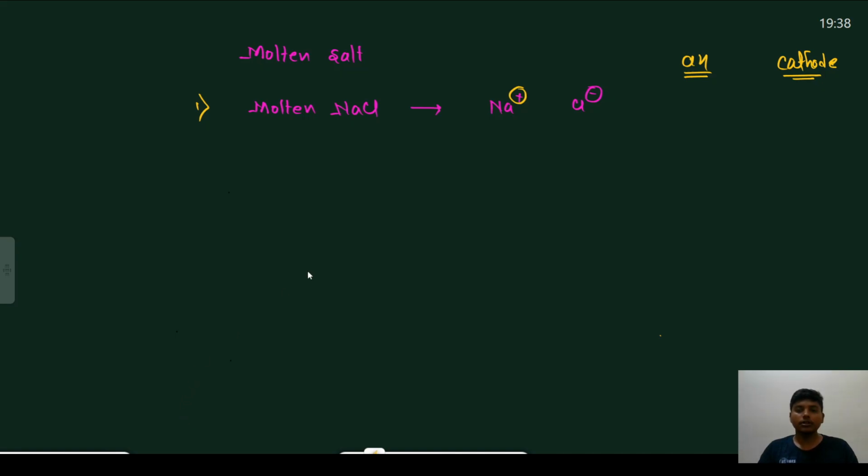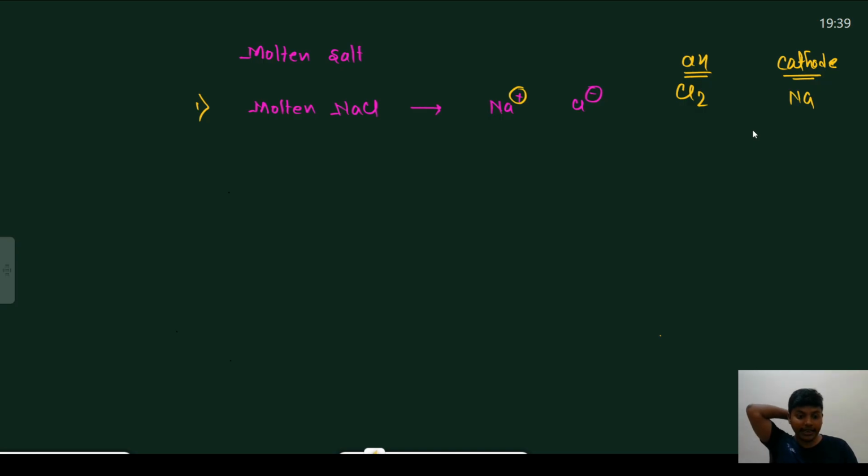Anode means oxidation. So who will get oxidized? Na plus will get oxidized? Not possible. Friend, at anode Cl minus will be oxidized and Cl2 you will get, right? In anode you will get Cl2. And at cathode, what will you get? Sodium metal will deposit.